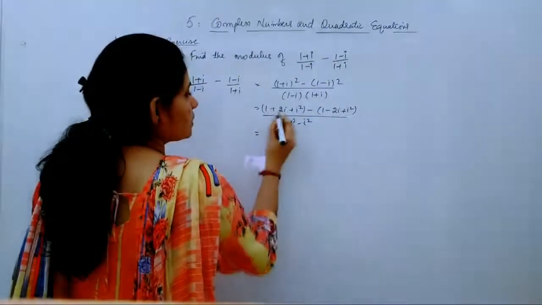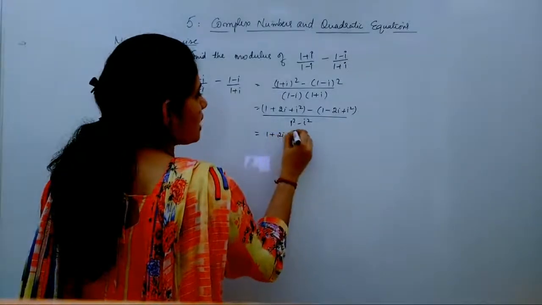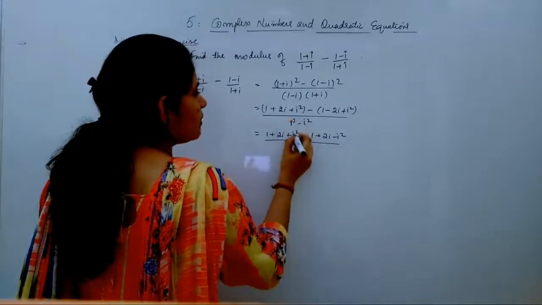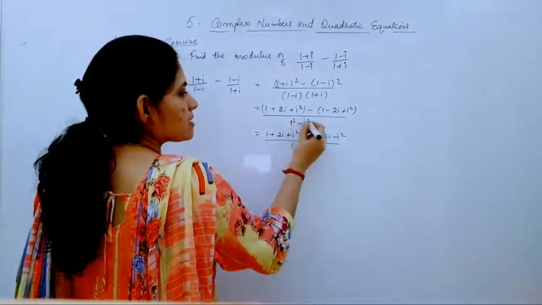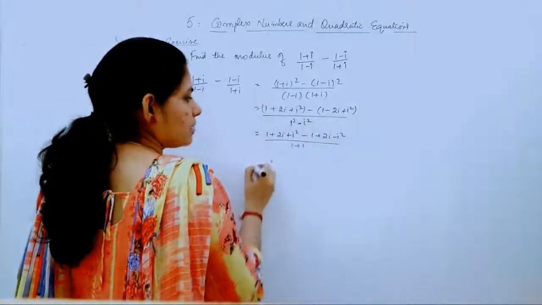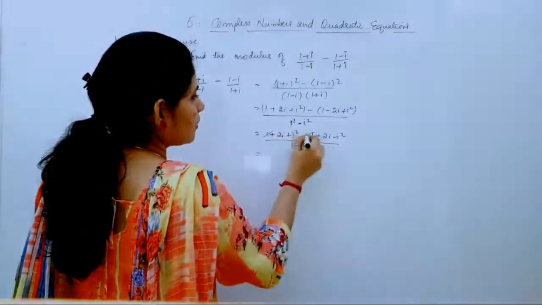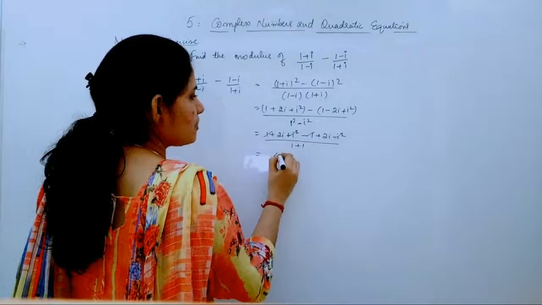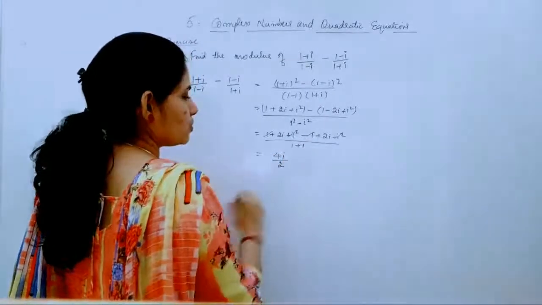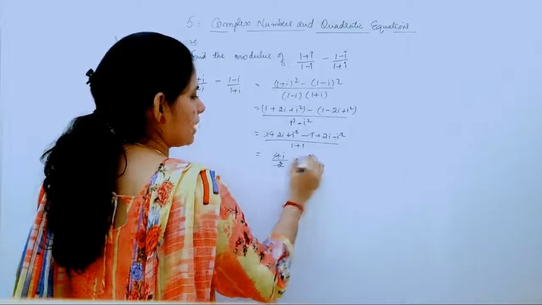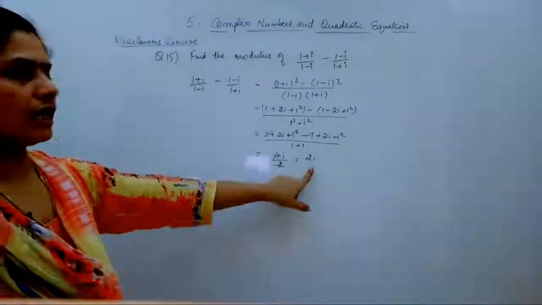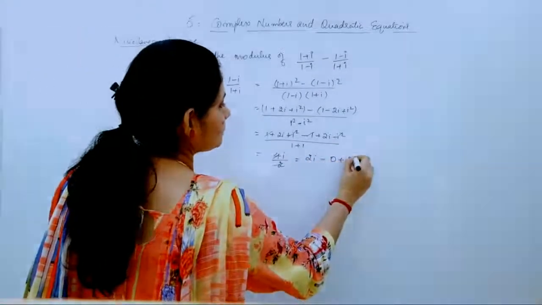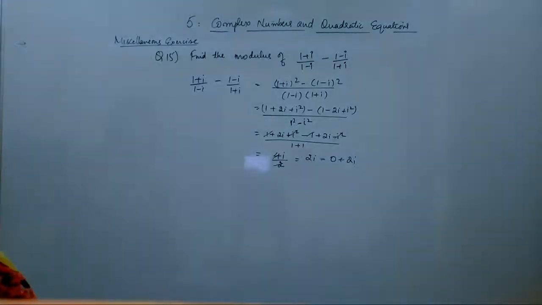Now this will give you 1 plus 2i plus i square minus 1 plus 2i minus i square divided by 1 square minus i square. i square is minus 1, so it will become plus 1, right? Now 1 and 1 cancel, i square and minus i square cancel, so you are getting the numerator as 2i plus 2i, which is 4i, divided by 2, which is equal to 2i. So the term after simplification became 2i, that is, it has only imaginary part, or you can rewrite this as 0 plus 2i, so that your real part is 0 and imaginary part is 2.